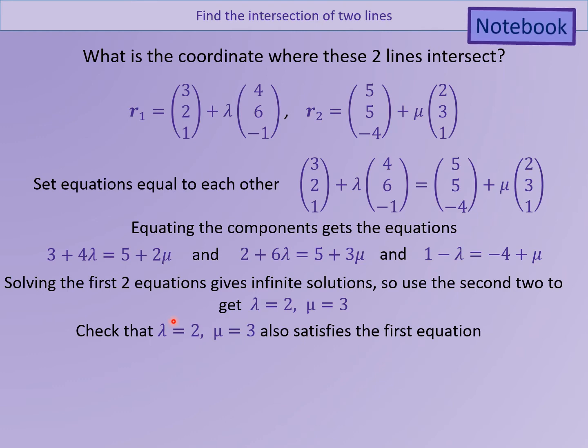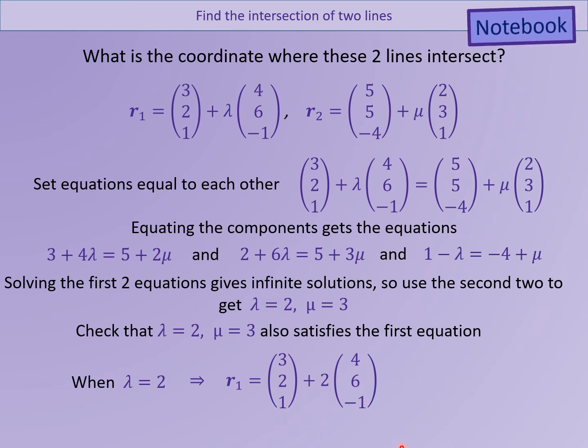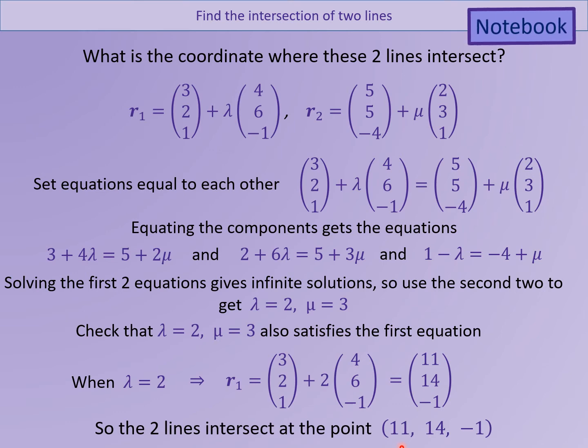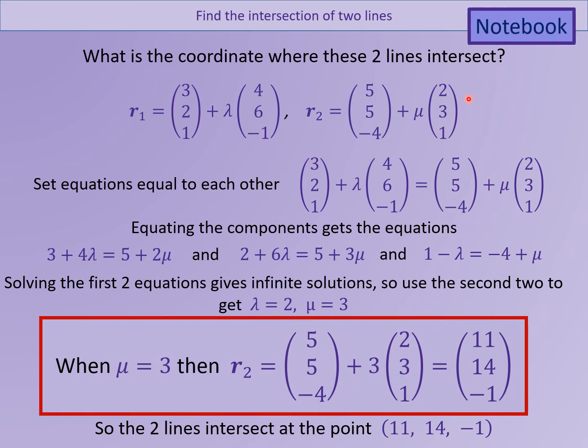Now that we've got that, we can take our value for lambda being 2 and put it into the first equation. So if we multiply out this bracket, add the two vectors together, we should get (11, 14, -1). Now it's always good practice to then check that the value for mu, 3, also gives us the same point. So although we can say that the point of intersection as coordinates is (11, 14, -1), it's a good idea just to make sure that that is in fact the solution.